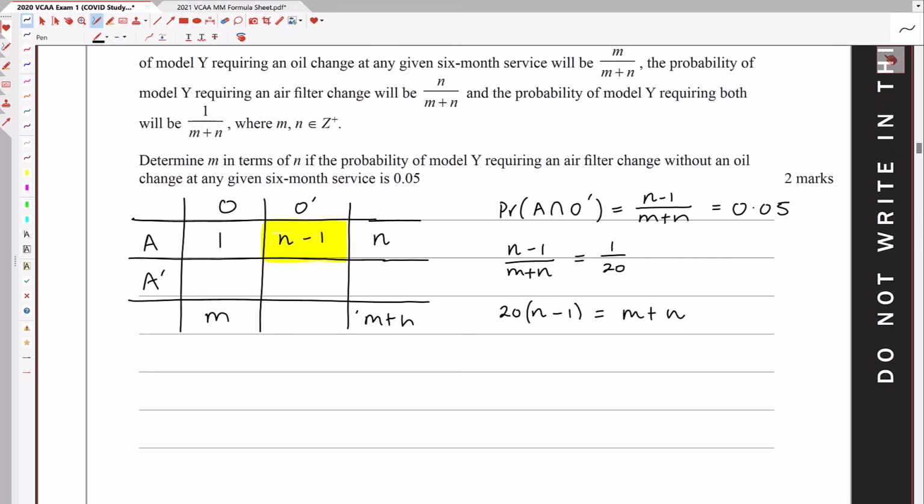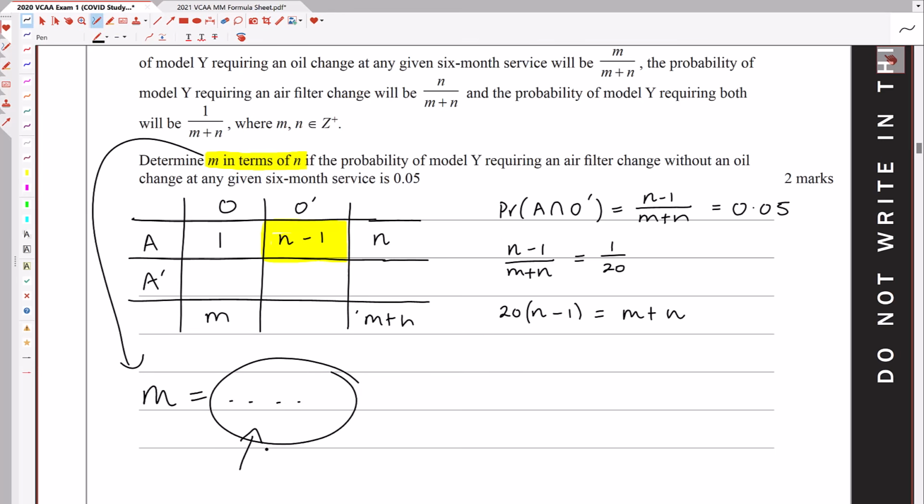And now let's focus on this next phrase. Determine m in terms of n. Now this is something that students really struggle with. M in terms of n means I'm finding m, determine m. So my answer needs to be m equals. But if it's in terms of n, this side will have n in it. So I essentially want to make m the subject in the equation that I've got over here.